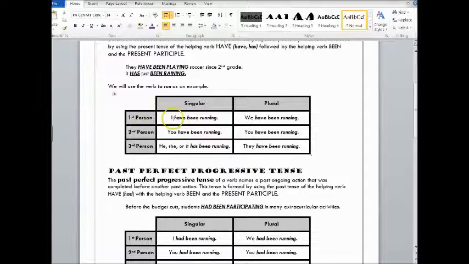So to make it, this should look familiar. I have been running, you have been running, he, she, or it has been running, and then we have been running, you have been running, they have been running. Those are all the forms of your present perfect progressive. So this is the perfect part, have been, and this is the progressive part, running.